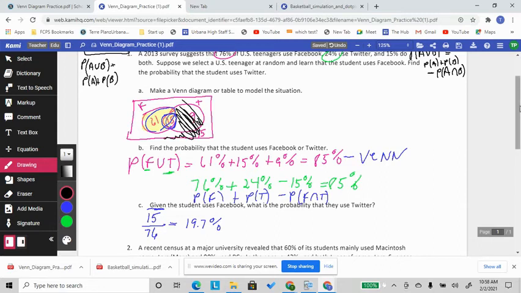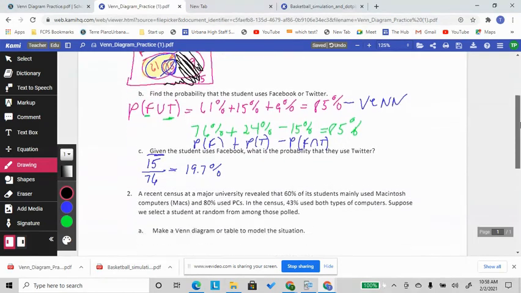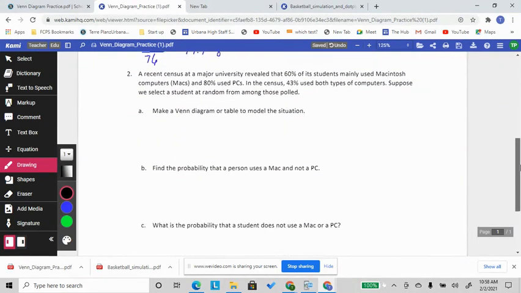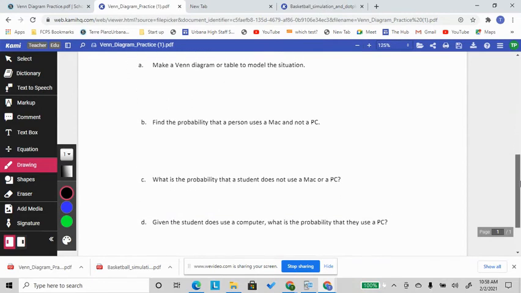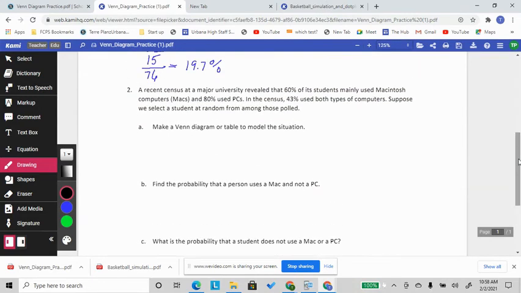All right. So I want you to pause the video and try this. Read the problem, try it, and then see if you can make your Venn diagram and then use it to answer these 3 questions. And then restart the video and see if your problems are right.